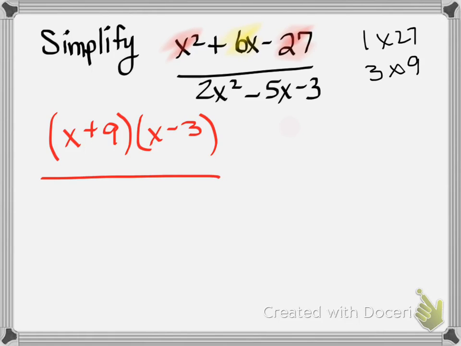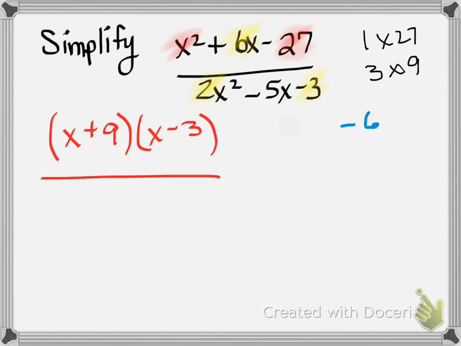Then you're going to move on to the bottom. When you see the bottom, I know that you see x squared, but in front of that you have a 2. And not all three terms are divisible by 2. So that means that you have to do the California method. So, you're going to take the first number and last number and multiply them together. That gives you a negative 6.